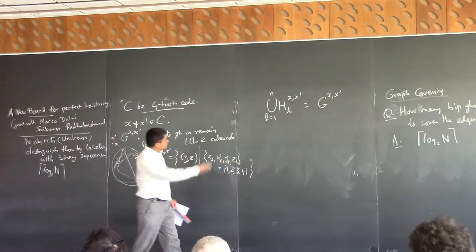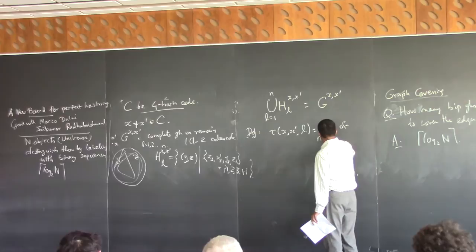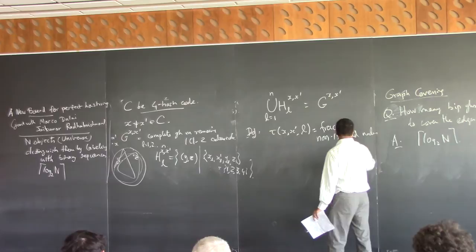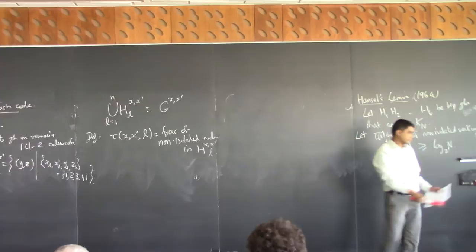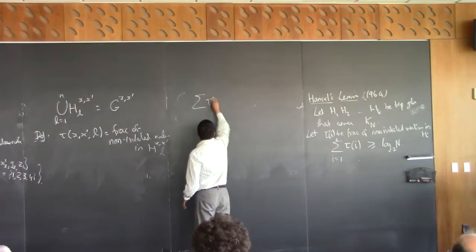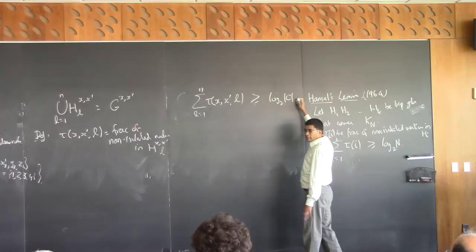So you have this, and then the situation is ripe for applying Hansel's lemma. So this is how graph covering comes up. Now let me define this quantity tau x x prime L to be the fraction of non-isolated nodes or vertices in this Lth bipartite graph. And by Hansel's lemma, we know that the summation of tau x x prime L over all L, 1 going to n, is at least log 2 of the size of C. Well, technically C minus 2, but it's not going to make a difference.